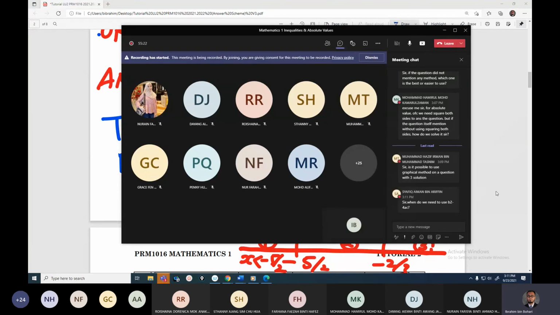Okay, and question daripada Syafiq: when do we need to use the b square minus 4ac? B square minus 4ac to find the discriminant. Okay, sama ada dia less than 0 complex, equal to 0 ataupun greater than 0. Yang itu soalan find the discriminant of the equation without solving. Okay, baru you gunakan b square minus 4ac. Ya. Yeah?